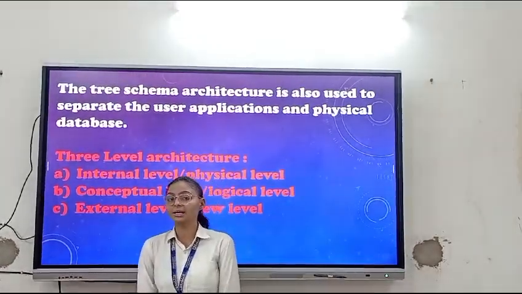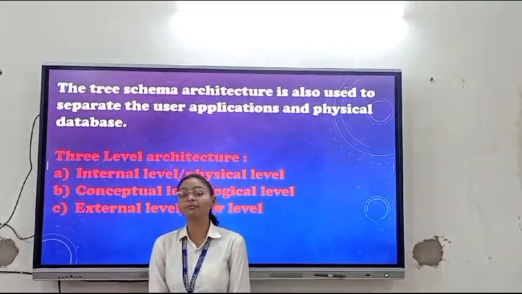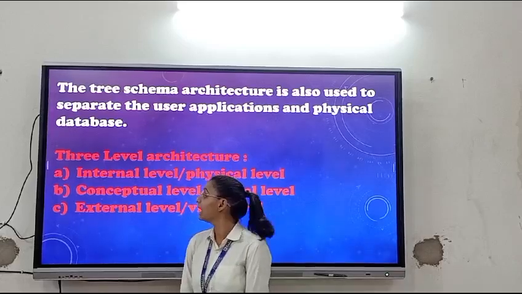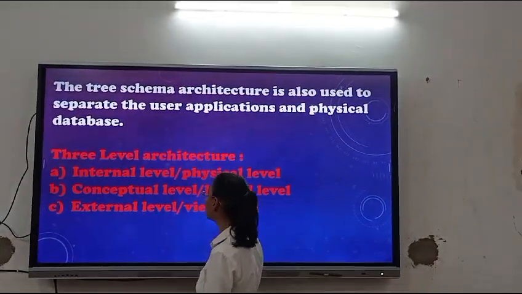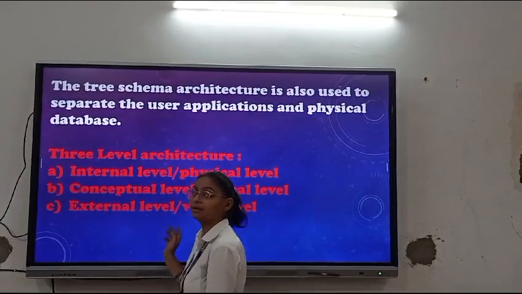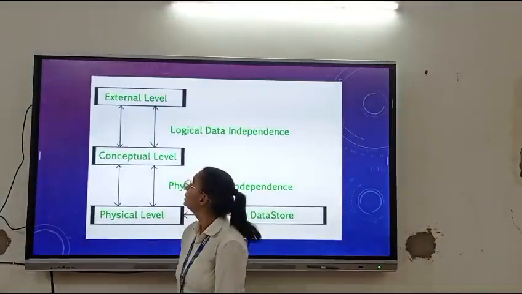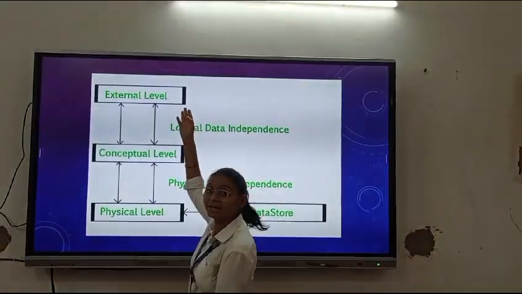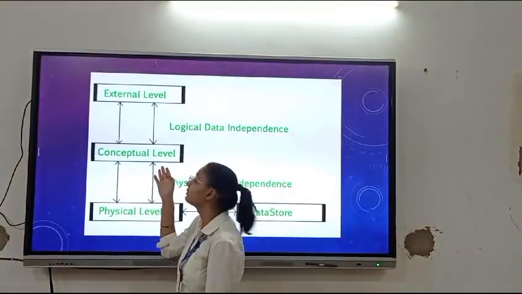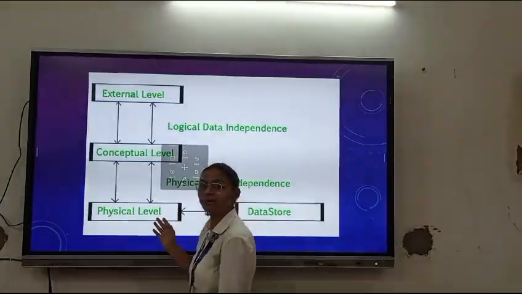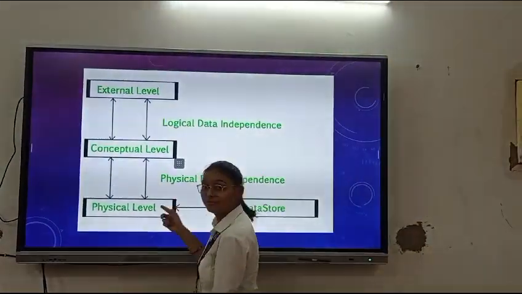The three schema architecture is also used to separate the user application and the physical database. The 3-level architecture consists of the internal level or physical level, the conceptual level or logical level, and the external level or view level. So let's understand by the figure. This is the first level of architecture, which is the external level, this is the second level, which is the conceptual level, and this is the third level, which is the physical level. So data is stored in the physical level.